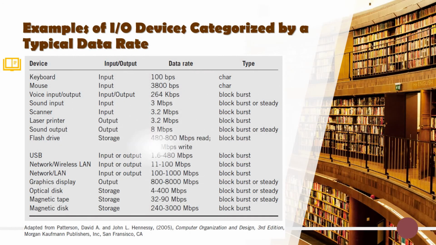Examples of I/O devices categorized by a typical data rate. This table shows typical data rates for various I/O devices. The values given are rough approximations, since the actual rates are dependent on the particular hardware systems, software, and application. As computer technology advances, the high-end data rates continue to increase at a rapid pace.